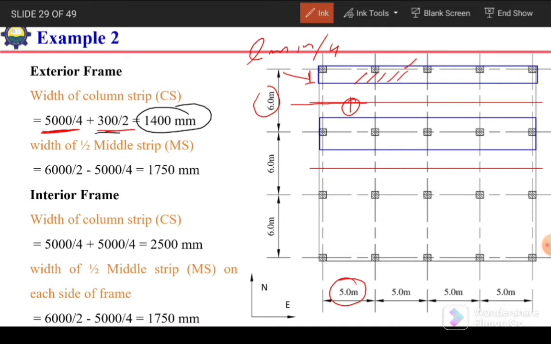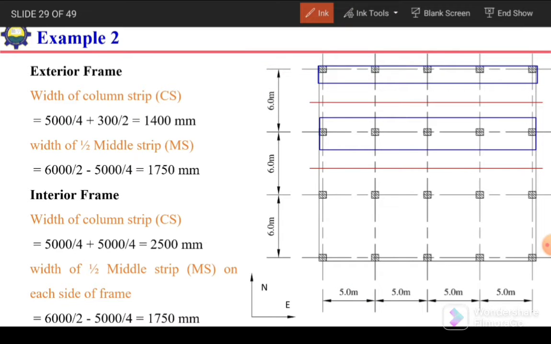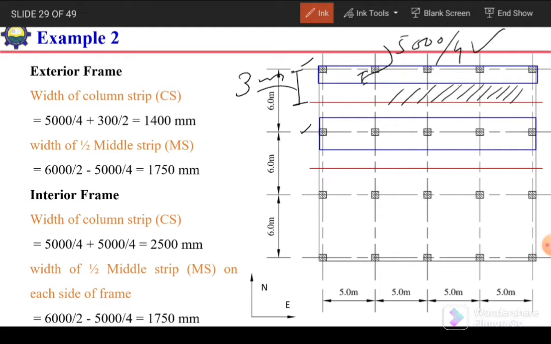Okay, the width of middle strip. Actually we have this distance from center line to the center line of the column, 6 meter, and up to the center of the panel it is 3 meter. And from the center line of the column up to this column strip we have distance 5000 divided by 4. So if we subtract this 5000 divided by 4 from this 3 meter, we will get this distance or this width, which is half middle strip.